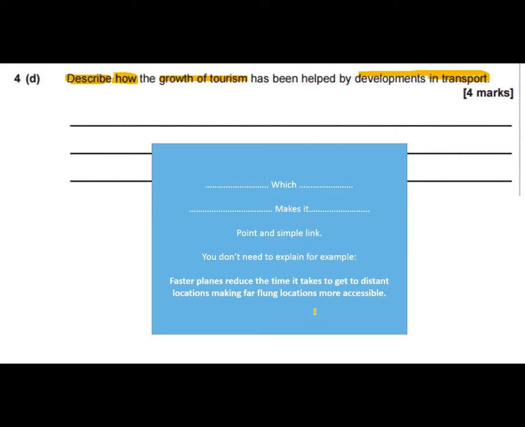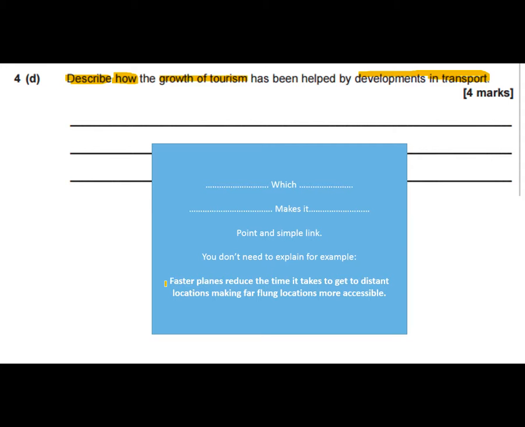The thing that I thought you might struggle with here is that it doesn't require an explanation, but they do want you to develop it, which looks really strange. And one of the things that I found quite difficult to do is explain exactly what the examiner wanted to see here.